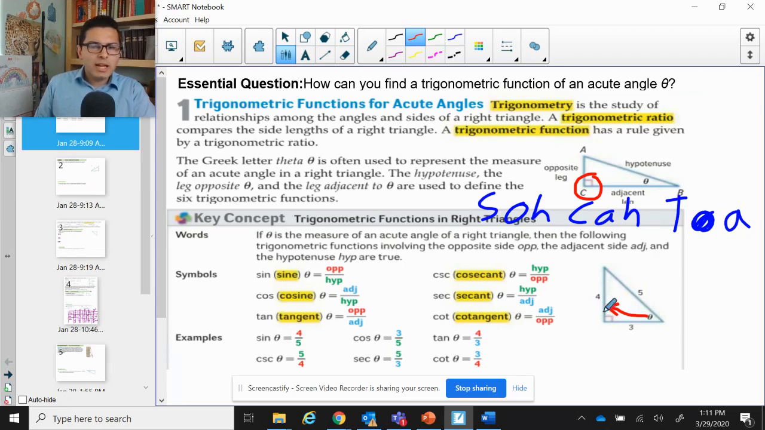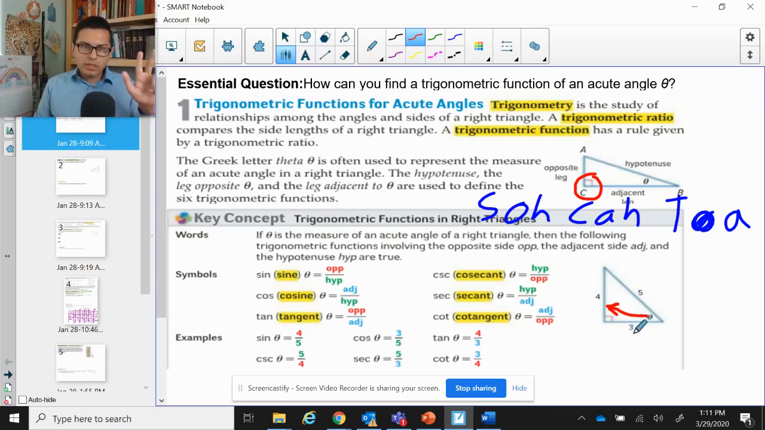Hypotenuse. What is the hypotenuse here? Hypotenuse is always going to be the longest edge of the triangle. It is the edge that is opposite of the right angle. So 5 is going to be the hypotenuse here. So that leaves one thing, the adjacent side. That is going to be this 3 over here.